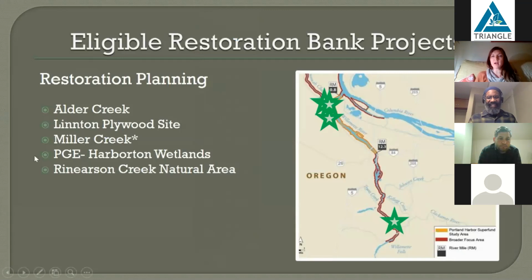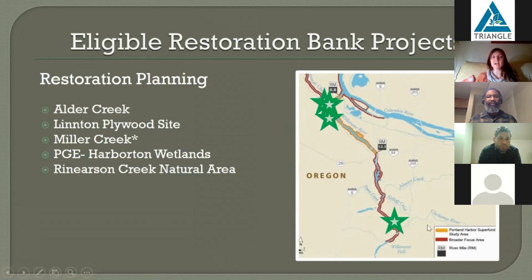Those first four are all within Portland Harbor itself and really on the north and western side of the Portland Harbor area. And then the fifth project we've determined as eligible is the Rainierson Creek Natural Area, which, like I mentioned earlier, is south of the South Reach, really at the southern end of our broader focus area. It's this lone green star on the bottom half of our map.